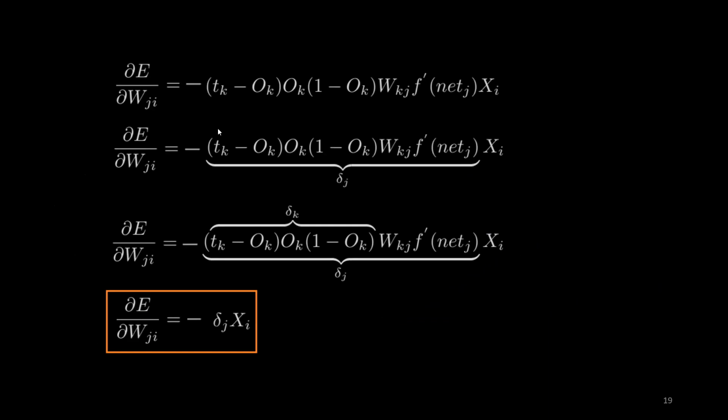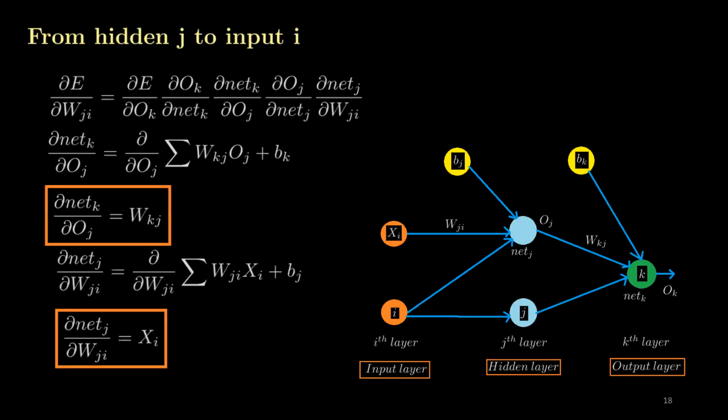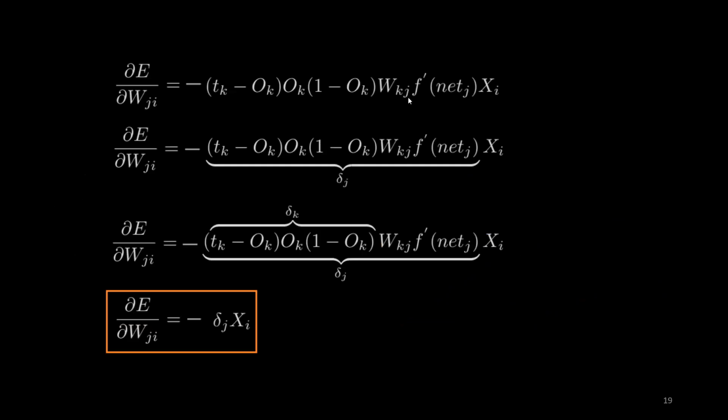Here, for the third value, d net k over d oj, this is our third value, wkj. And this is our fourth value, and this is our fifth value. So now we have already put these two values from our previous lecture. Now for this value we will put wkj, and for the last value we will put xi. So here we have put wkj, and for the last value we have put xi.